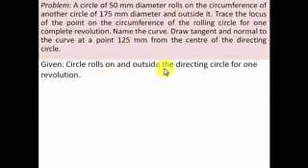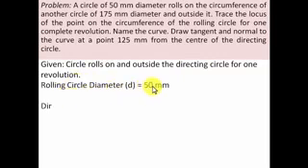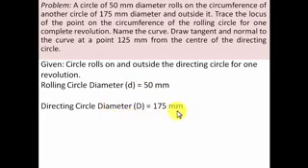Circle rolls on and outside the directing circle for one complete revolution. So we have this rolling circle diameter 50 mm and we have this directing circle diameter as 175 mm. So the radius of rolling circle is going to be 50 divided by 2, that is 25, and the radius of directing circle is going to be 87.5. That is 175 divided by 2 will give you 87.5.